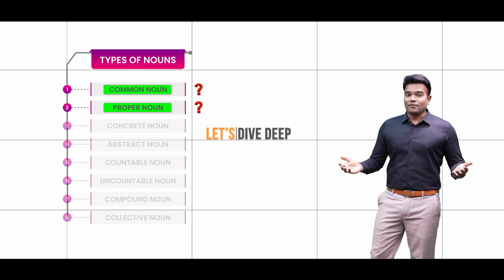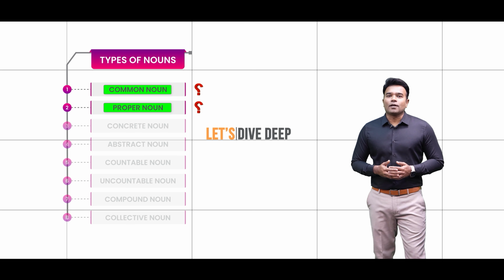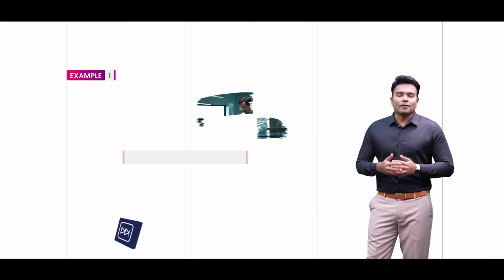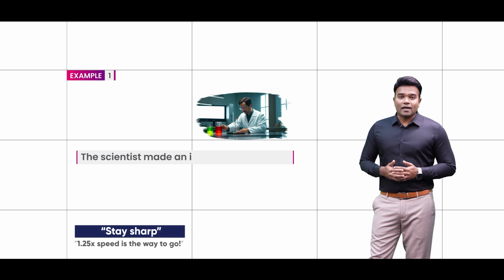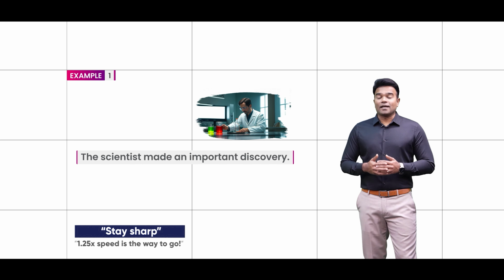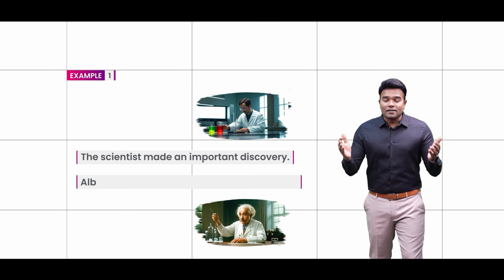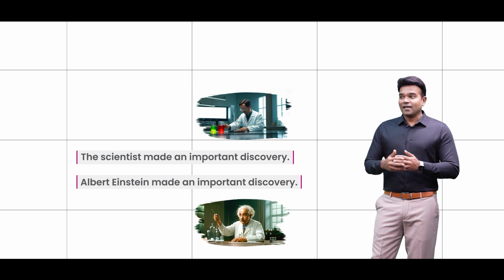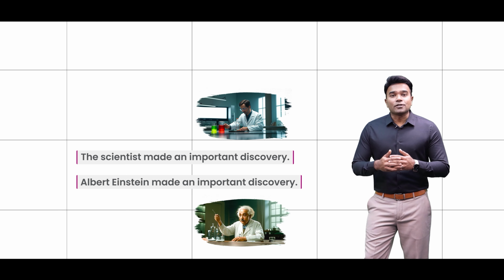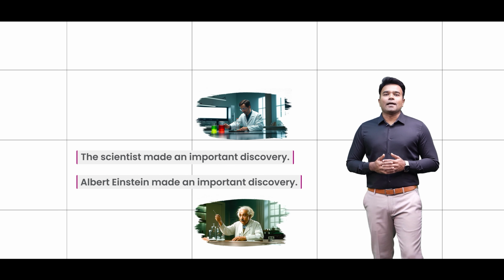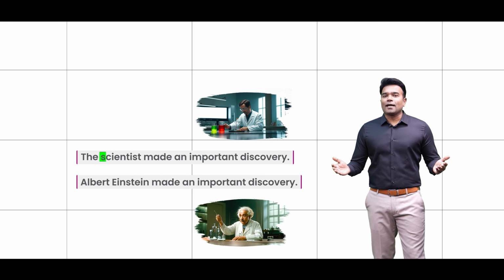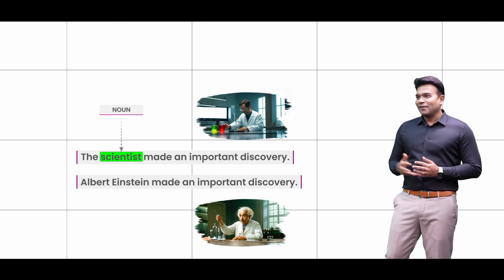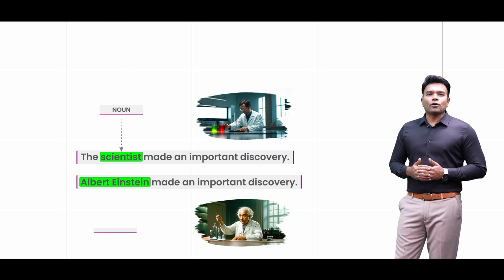Even before I dive deep and explain to you what really the common noun and the proper noun are, have a look at this sentence. The scientist made an important discovery. And then have a look at this sentence. Albert Einstein made an important discovery. Well, I'm sure that when you notice these sentences, you realize that in the first sentence, the word scientist happens to be the noun. And in the second sentence, the name Albert Einstein happens to be the noun.